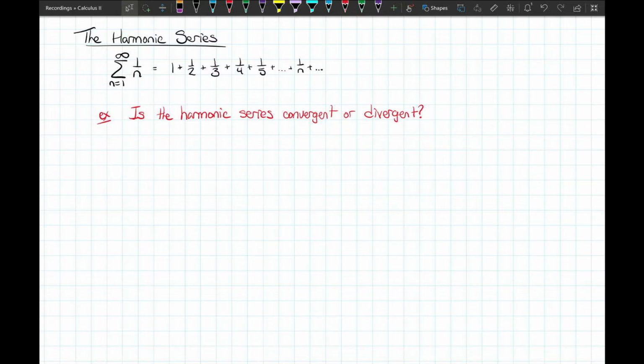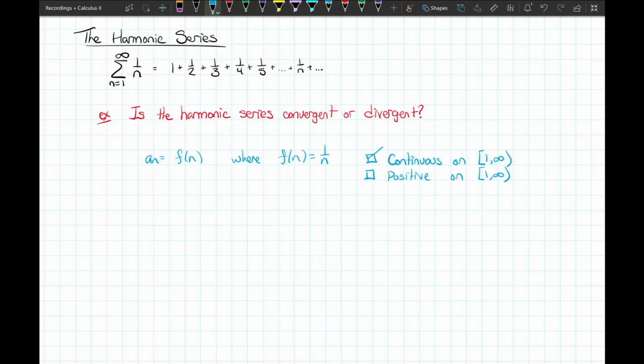Well, here our nth term is 1 over n. If we want to write that as a function of n, then we could say that a_n is f of n, where the function f of n equals 1 over n. Now, before we dive into the integral test, there are the three hypotheses that we have to double check. We need to see whether or not this function is continuous from 1 to infinity, which it is. We need to see whether or not this function is positive for all values from 1 to infinity, which again it is.